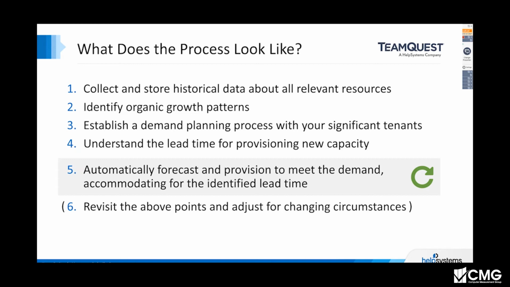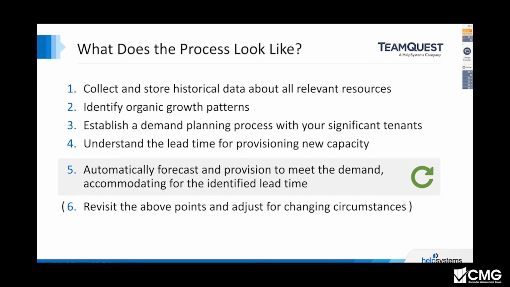And then, number 5 is repeated over and over again. So you need to forecast and provision to meet the demand, accommodating for those lead times. And the forecast is built on both this organic growth that is always present and will always go on, but then you also need to incorporate some sort of estimates for specific events that are going to drive demand for your services. And then, of course, in the spirit of continuous improvement, you need to revisit the above and adjust for changing circumstances when you see fit. But this is the standard process for doing this.